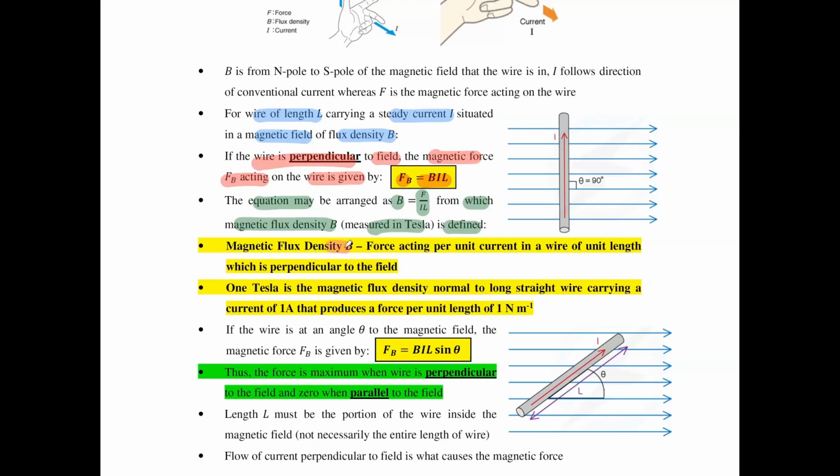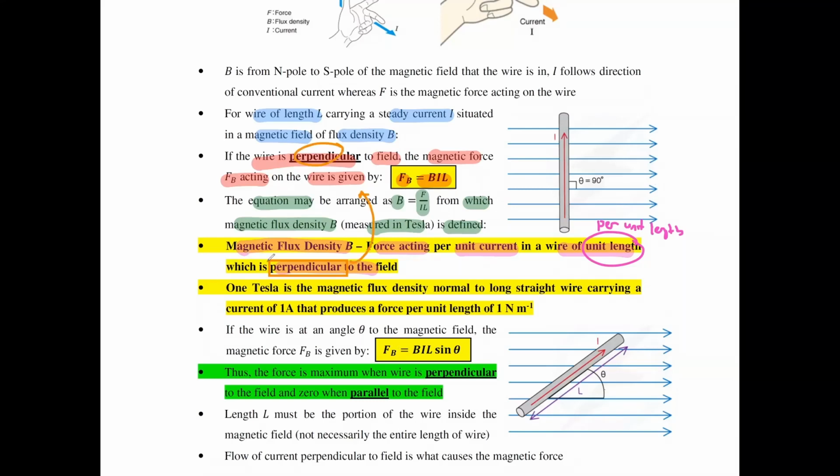Magnetic flux density B is the force acting per unit current in a wire of unit length, which is perpendicular to the field. When they say wire of unit length here, it already means per unit length, okay? And one other thing to note here is that you must include the term perpendicular to the field, because this equation is for a wire that is perpendicular to the field, okay?